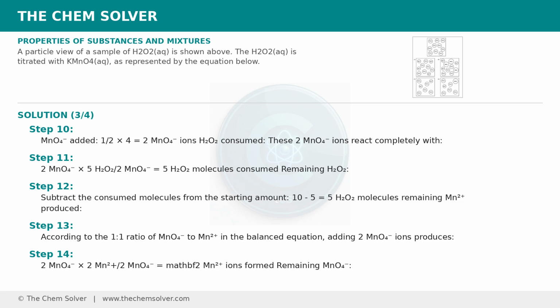10 minus 5 is equal to 5 H2O2 molecules remaining. Mn²⁺ produced, according to the 1-to-1 ratio of MnO4⁻ to Mn²⁺ in the balanced equation. Adding 2 MnO4⁻ ions produces 2 MnO4⁻ times 2Mn²⁺ over 2 MnO4⁻ equals 2 Mn²⁺ ions formed.